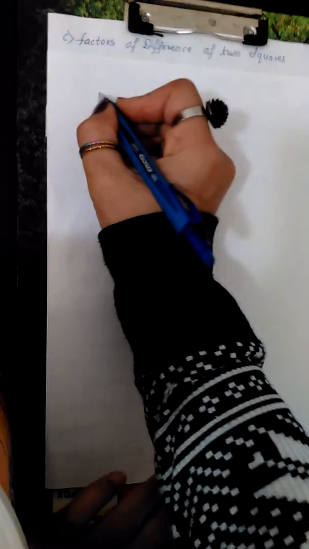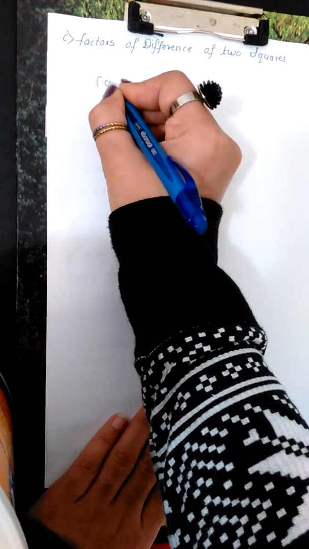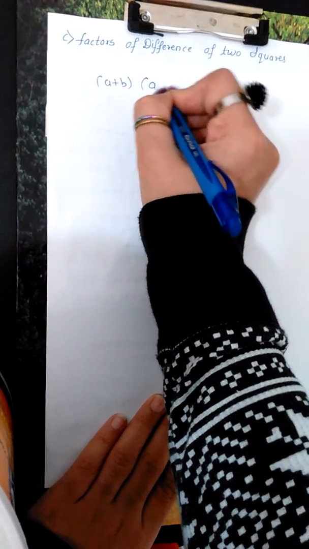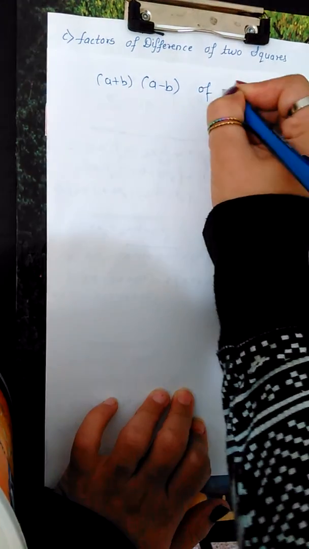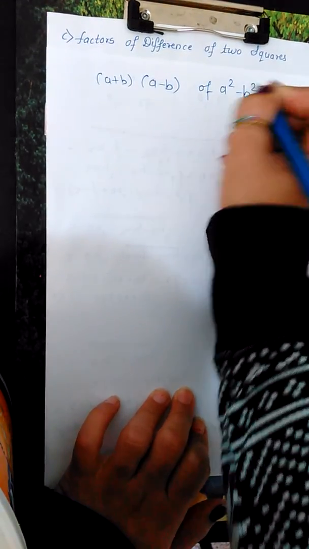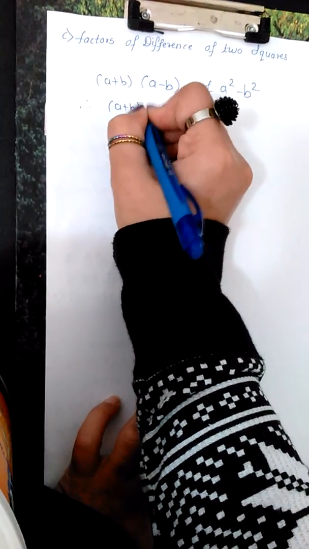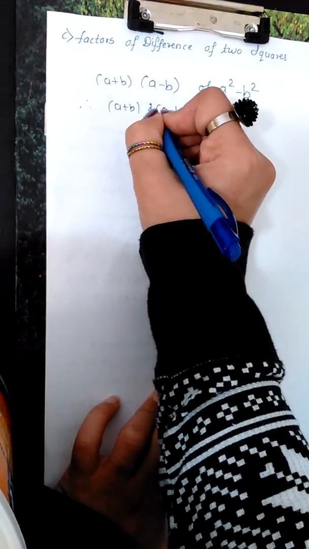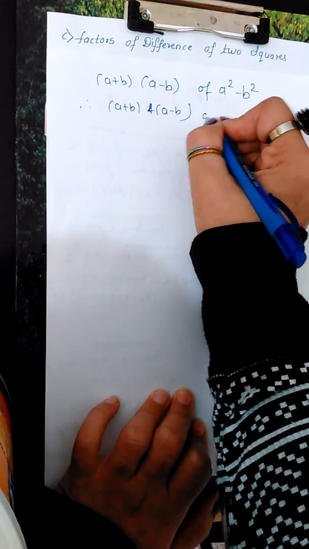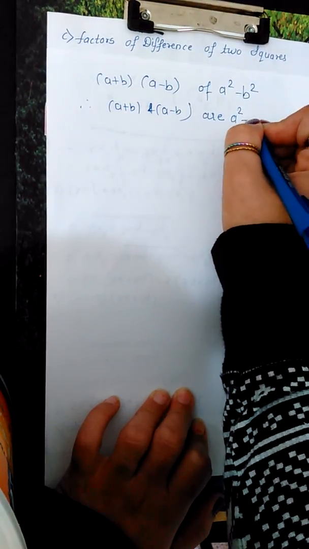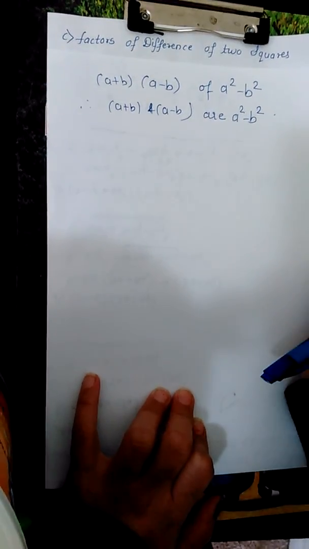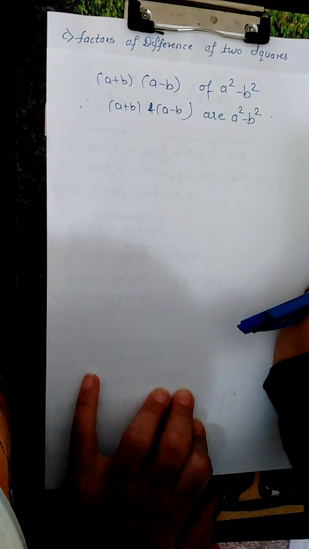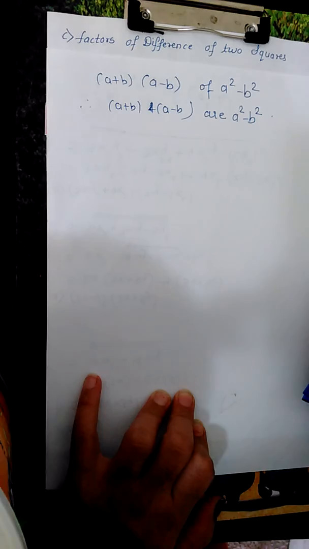The next method we are going to see is factors of a difference of two squares. We all know that a plus b and a minus b have the product a square minus b square. Therefore, a plus b and a minus b are the factors of a square minus b square. So we will solve examples which will show how to factorize a difference of two squares.